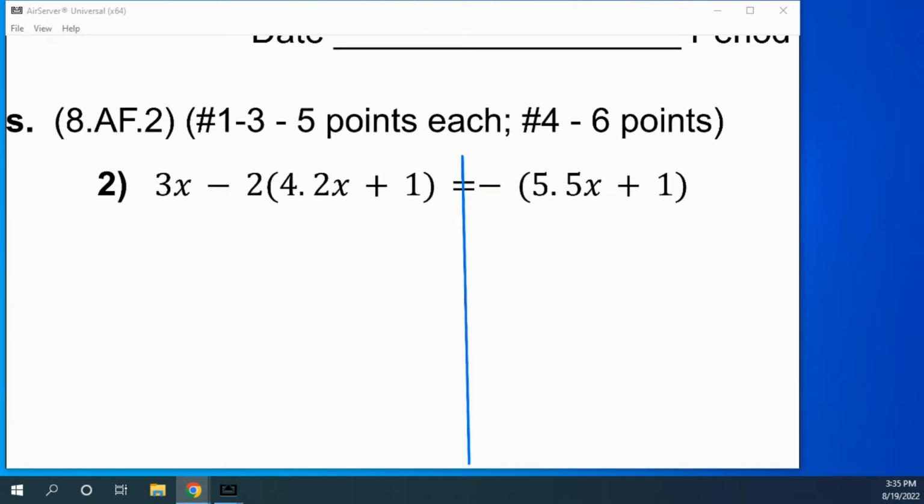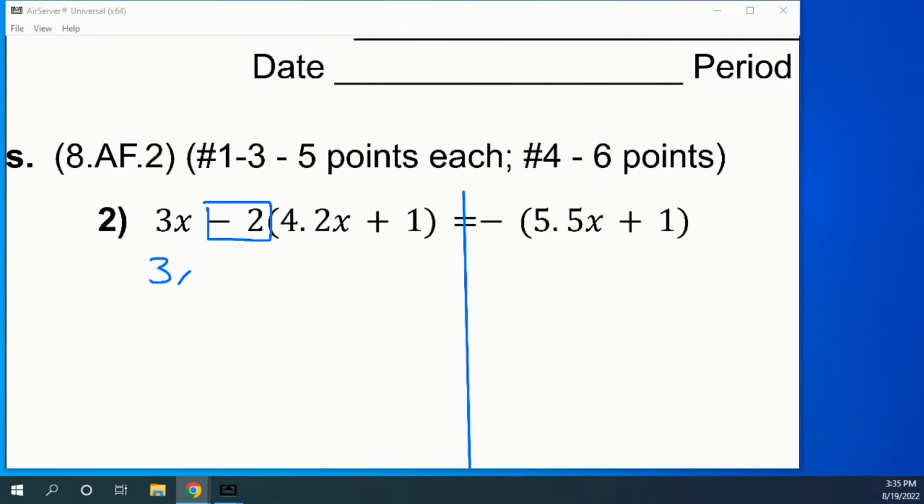All right, start with the distribution. On number 2, the distribution is going to start with this negative 2. So I'm going to bring 3x down, take negative 2 times 4.2. I want to make sure I'm doing it right, so I am actually using a calculator. So this is going to be a negative 8.4x, and then take that negative 2 times negative 1 to get negative 2.